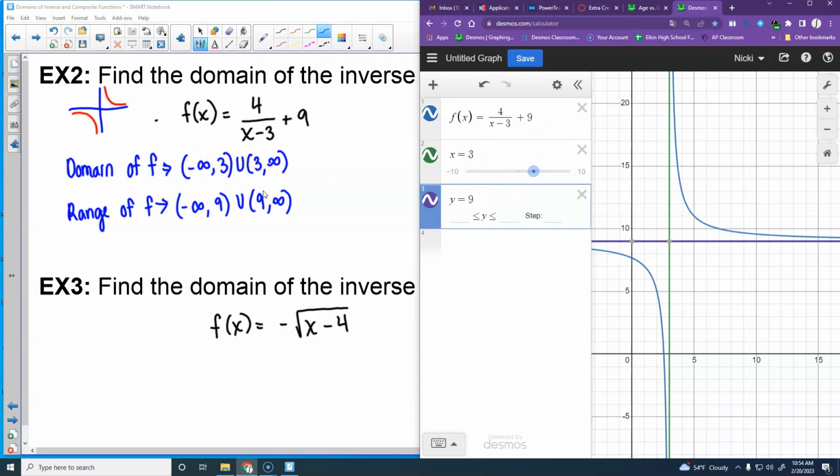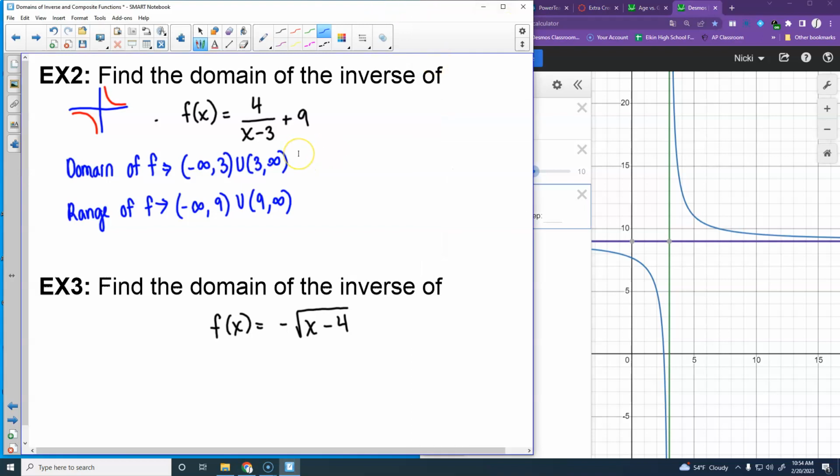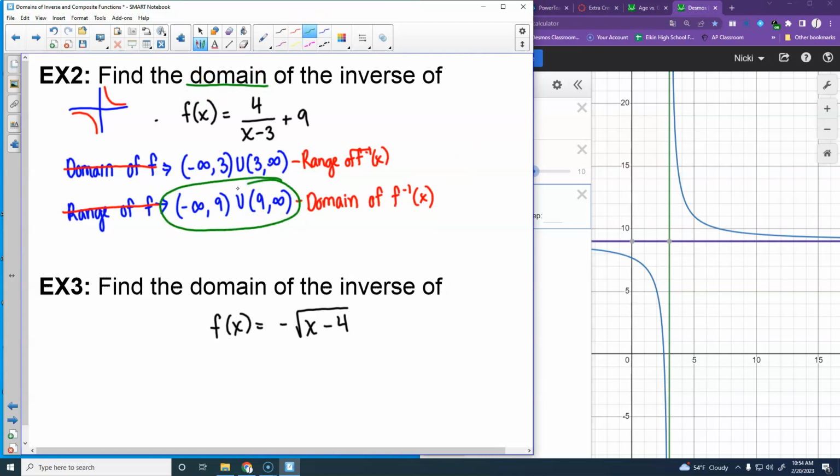So if it's asking me for the domain of the inverse, right, then this is the domain of f, but it's the range of f inverse. It's supposed to be f inverse of x. And this is the range of f, but it's also the domain of f inverse. And this particular problem is asking for domain, so this would be my answer here.